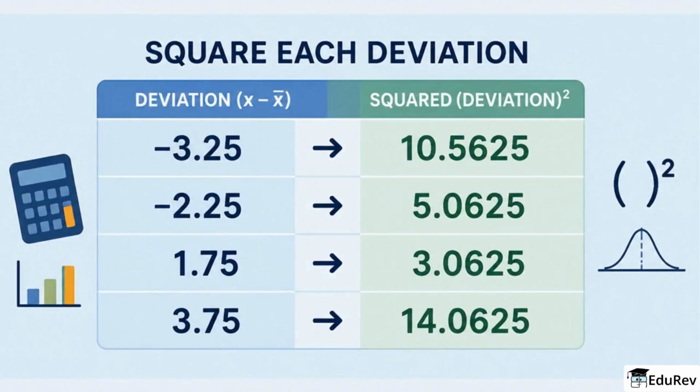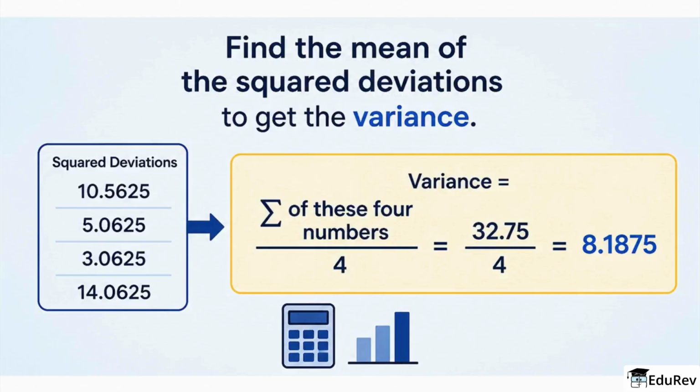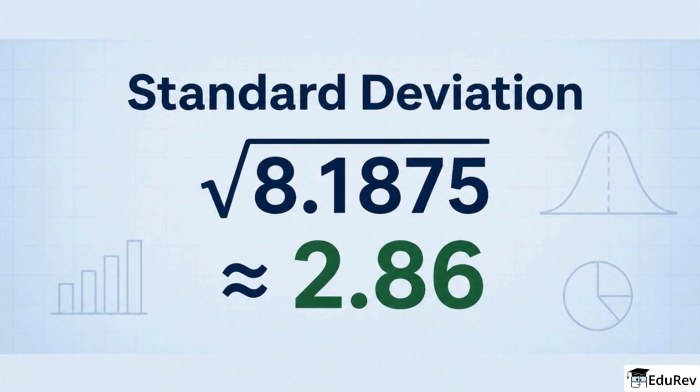Square of minus 2.25 is 5.0625. Square of 1.75 is 3.0625. Square of 3.75 is 14.0625. Find the mean of these squared deviations to get the variance. Variance equals sum of these four numbers, 32.75, divided by 4, which equals 8.1875. Standard deviation is the square root of 8.1875, which is about 2.86.